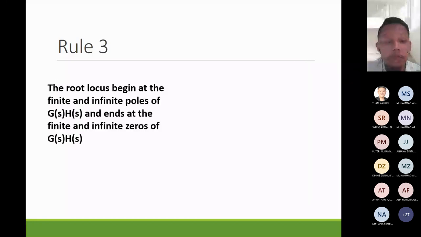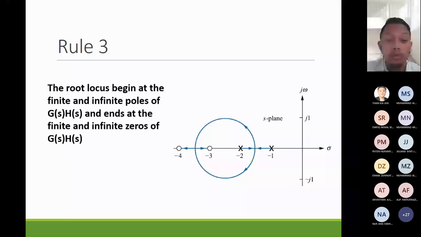And then rule number 3 is that the root locus begins at the finite and infinite poles of GH(s) and ends at the finite and infinite zeros. So here we need to find the poles and then find the zeros. Okay, so we need to find poles and also the zeros of the transfer function. And then the root locus must start from poles, start from poles, and then end at zeros.